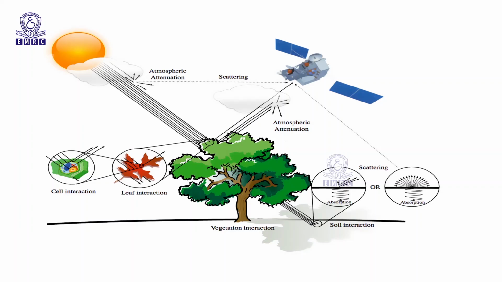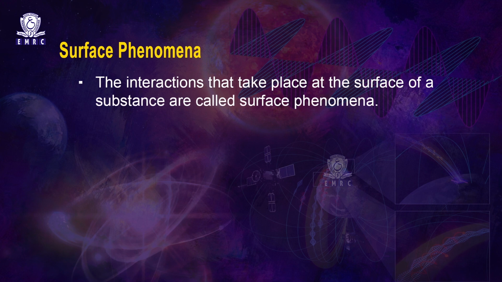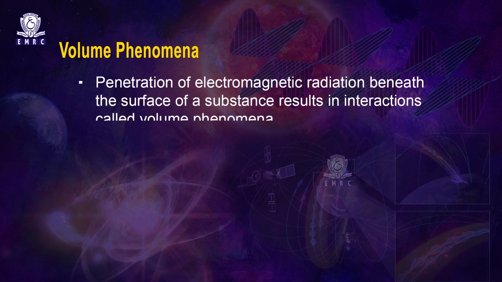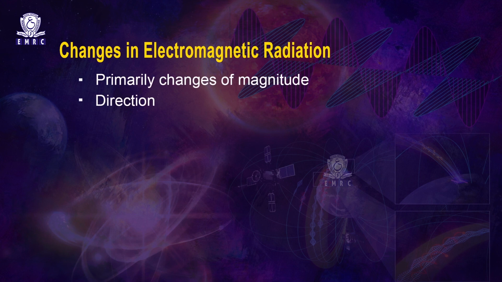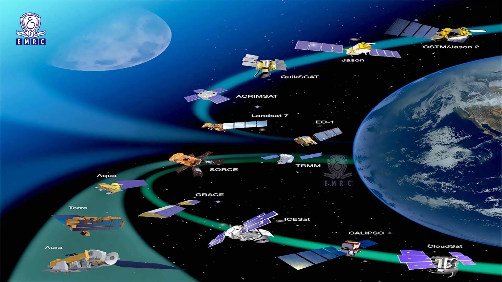Interaction mechanisms. A number of interactions are possible when electromagnetic energy encounters matter, whether solid, liquid or gas. The interactions that take place at the surface of the substance are called surface phenomena. Penetration of electromagnetic radiation beneath the surface of the substance results in interactions called volume phenomena. The surface and volume interactions with matter can produce a number of changes in incident electromagnetic radiation, primarily changes of magnitude, direction, wavelength, polarization and phase. The science of remote sensing detects and records these changes.